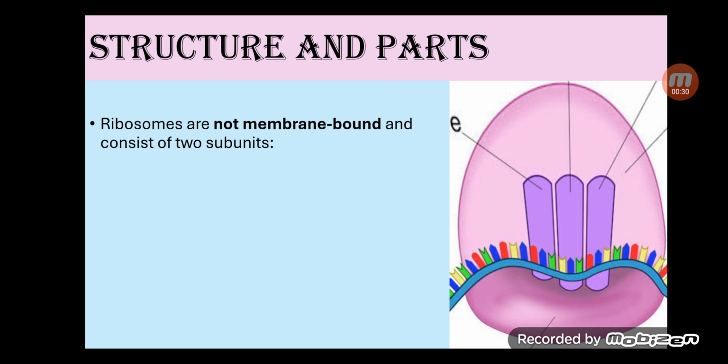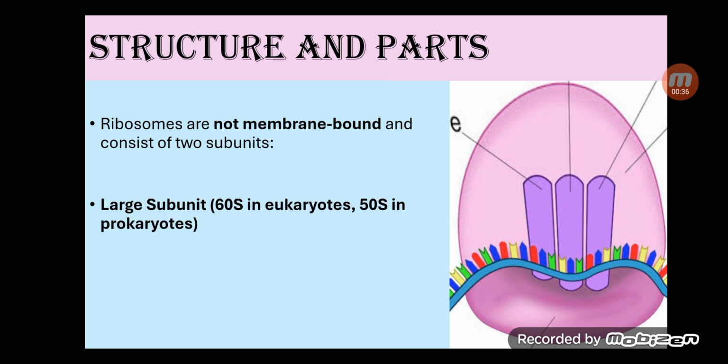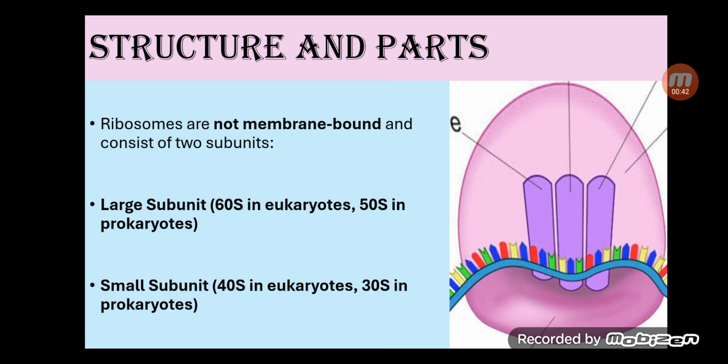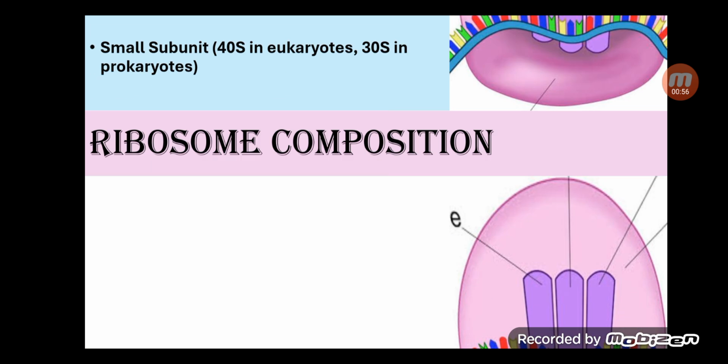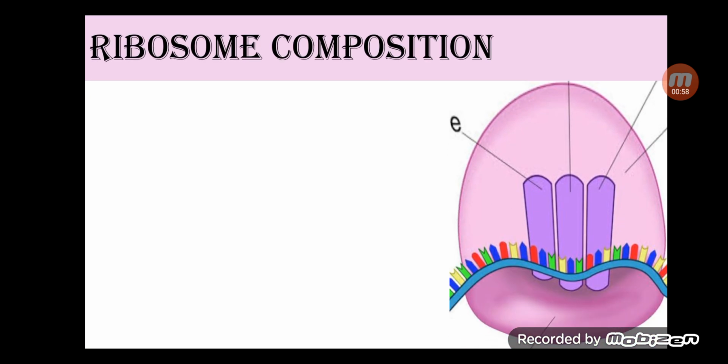Ribosomes are not membrane-bounded organelles and have two subunits, so they have two parts. The first subunit is the large subunit, that is 60S in eukaryotes and 50S in prokaryotes. The other subunit is the small subunit, that is 40S in eukaryotes and 30S in prokaryotes. So these are the two subunits, or the two parts of a ribosome. The one is the large subunit and the other one is the small subunit, as you can see in the diagram.